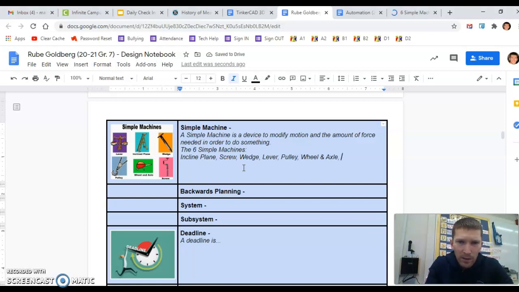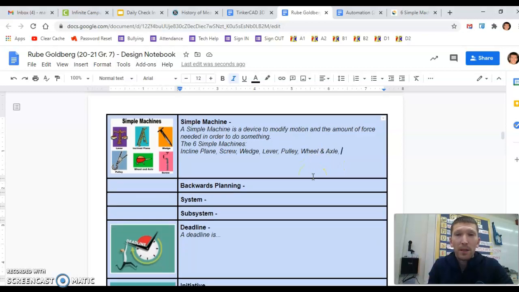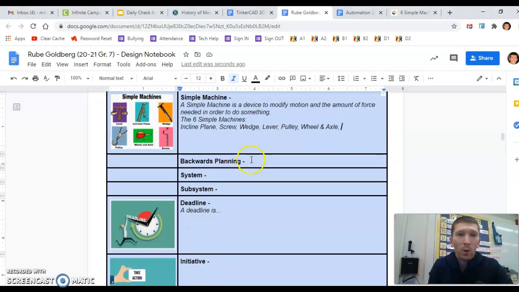And then which one am I missing? 1, 2, 3, 4, 5. Oh, I got all 6. Okay, so I have one definition for the simple machine here. It's in my own words. I didn't just copy and paste directly from Google. And then there are 8 words remaining.